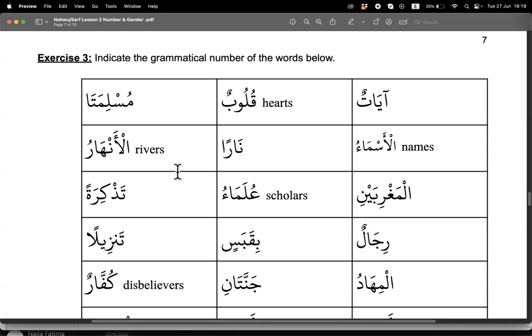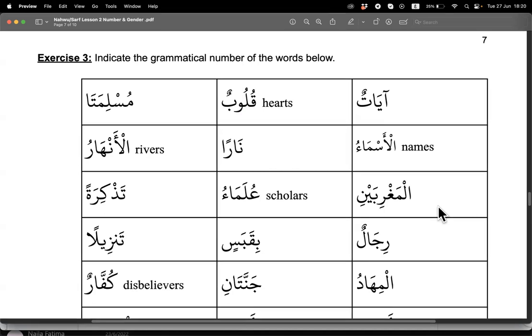Okay, next one, al-anharu. Al-anharu is singular feminine. Why? Al-anharu, rivers. Because non-human, and very good, plural by meaning. Al-anharu is status Rafa. Good. Next one, al-maghribaini.